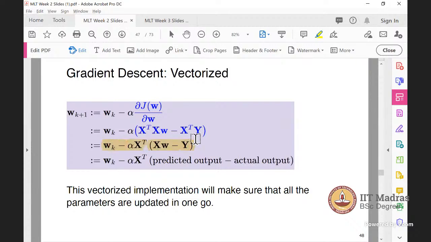So Wk represents the weight vector at the kth iteration, and Wk plus 1 represents the updated weight vector. And capital X, capital Y, and small w are respectively the feature matrix, label matrix, and the parameter vector. So in this way, writing in a vectorized method, we can get all the updated weights in a single line of code.